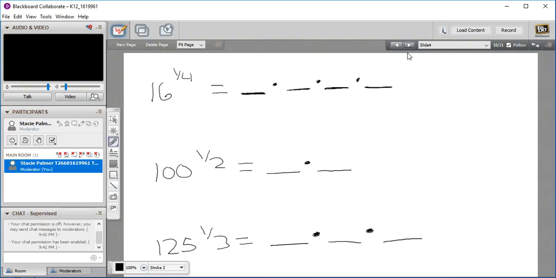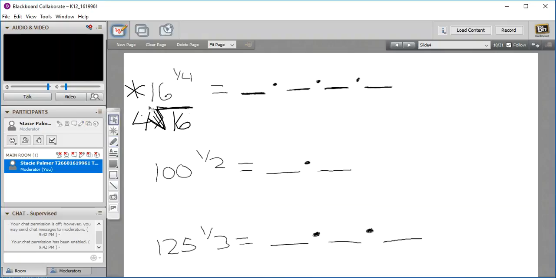Okay, now in this example, we have an expression that is written using a rational exponent. Okay, so if it has a fraction, we would call that using a rational exponent. If it has the radical sign, then we would call that using the radical. Okay, so we have 16 to the 1/4 power. We know that that's the same thing as taking the 4th root of 16.